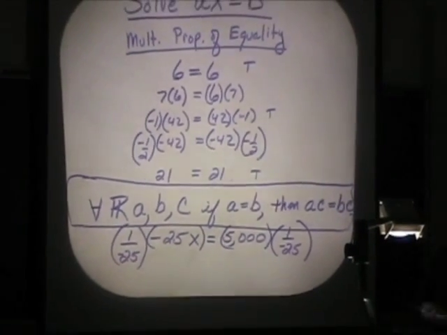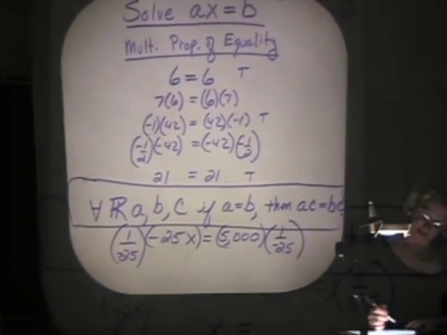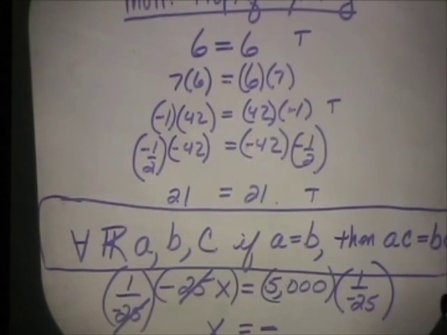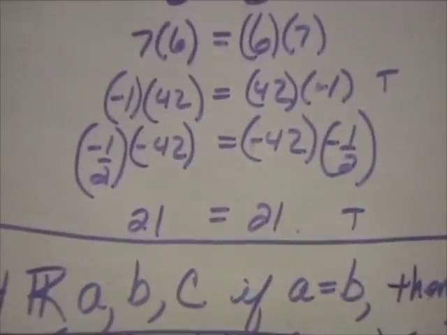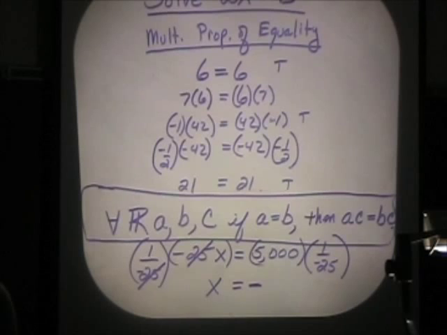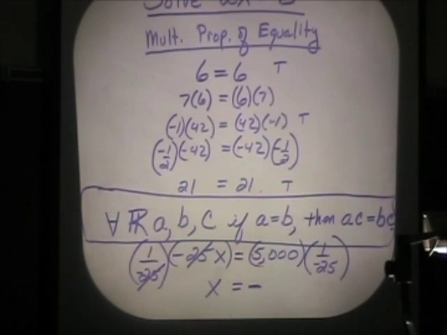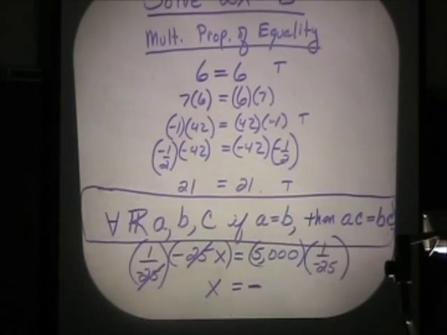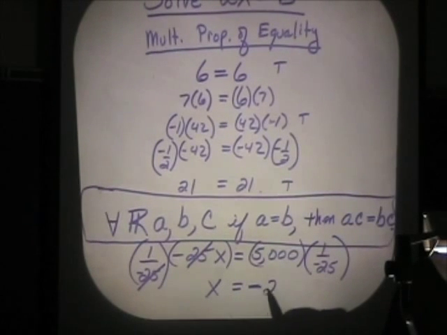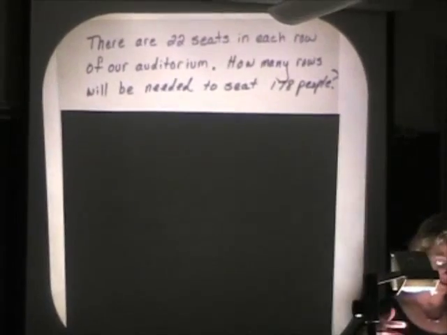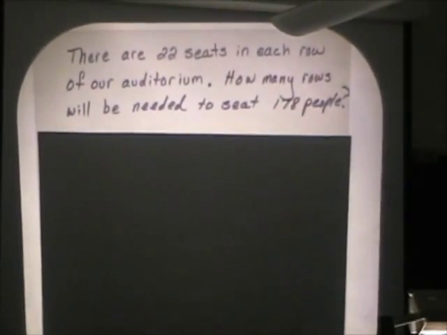When we do it, over here on this side, we take a positive number times a negative number. -25 divided by -25 is a positive 1. And on the right side of the equation, we see that 5,000 over -25 will divide to give us -200. All right, here we go with a little illustration. Now let's look at a word problem.